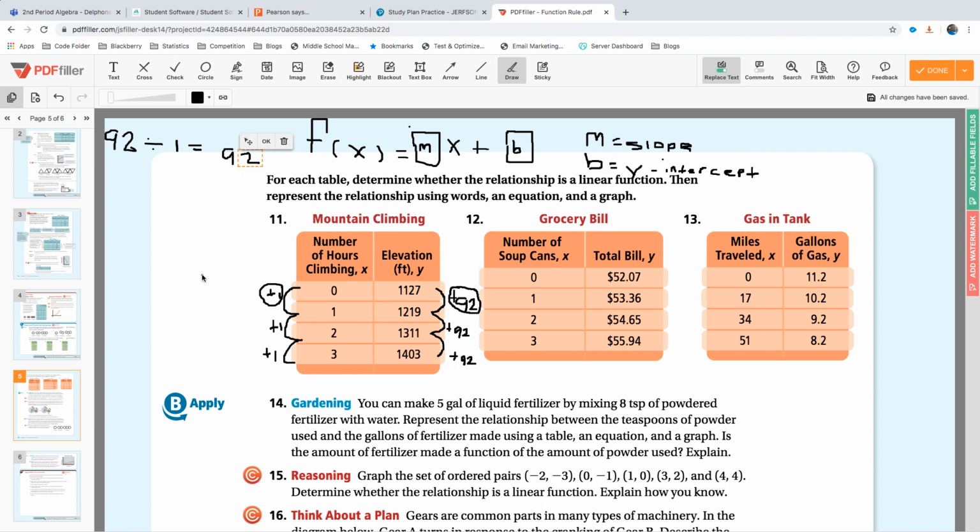That's our slope. Again, I took the pattern that occurred in my output and I divided that by the pattern that occurred for my input. And now I've got my slope, which in this case is 92. So now when I rewrite this formula, instead of m, I'm going to write the value, you got it, 92.